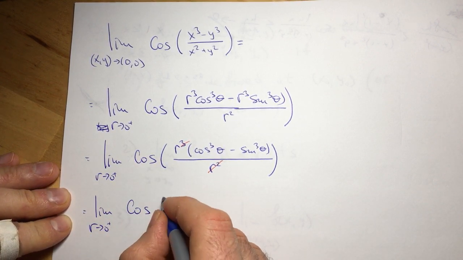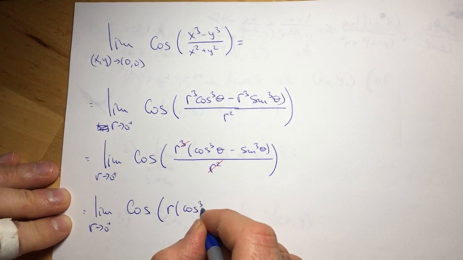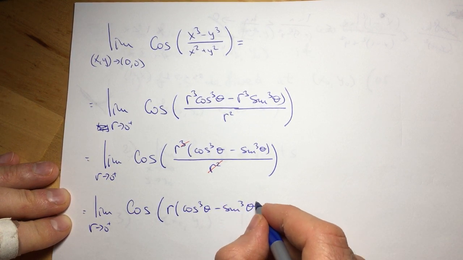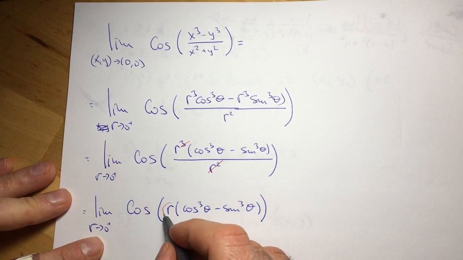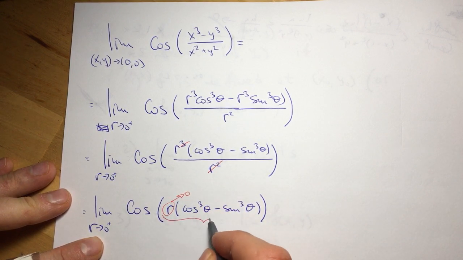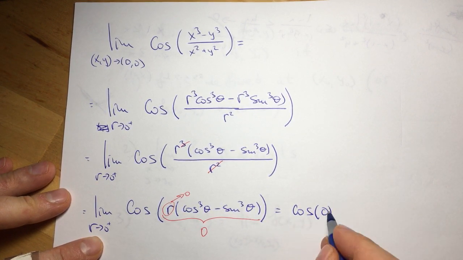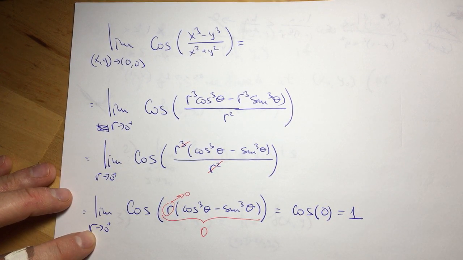And I get cosine of one factor of r times cosine cubed of theta minus sine cubed of theta. Okay. Now send r to 0. That means that this whole expression is going to go to 0. So this simply becomes cosine of 0, and cosine of 0, as we all know, is 1.